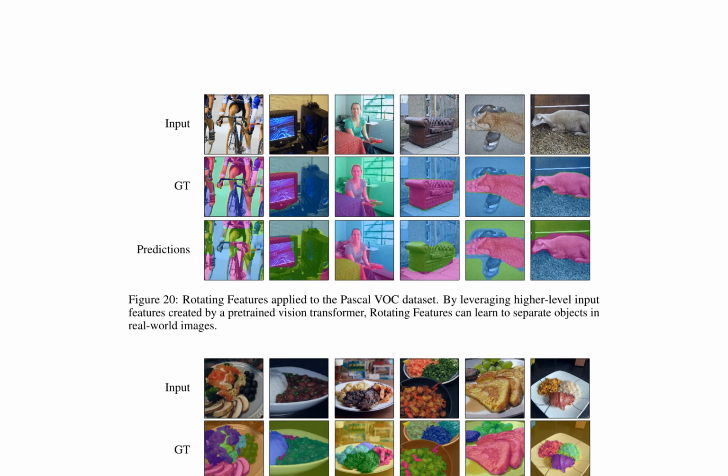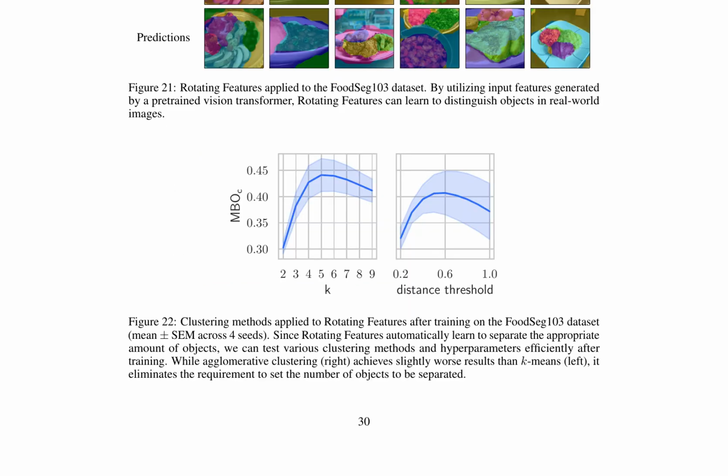The efficacy of rotating features is further demonstrated by applying clustering methods to the learned features after training on the FoodSeg 103 dataset. Figure 22 illustrates the results of k-means and agglomerative clustering methods, with mean and standard error of the mean, SEM, calculated across 4 seeds. Notably, k-means clustering achieves better performance, but agglomerative clustering eliminates the requirement to set the number of objects to be separated, offering a trade-off between performance and convenience.